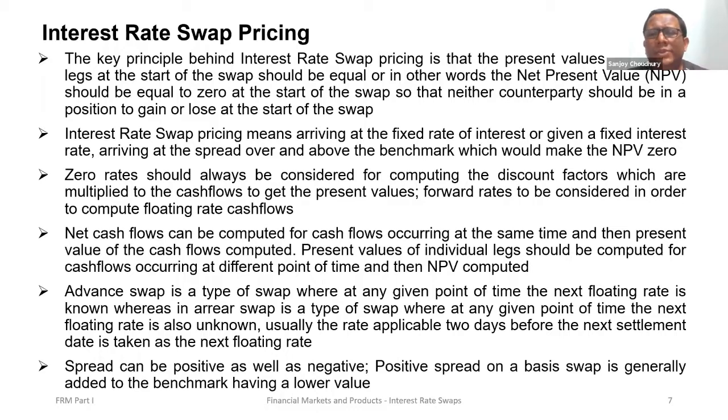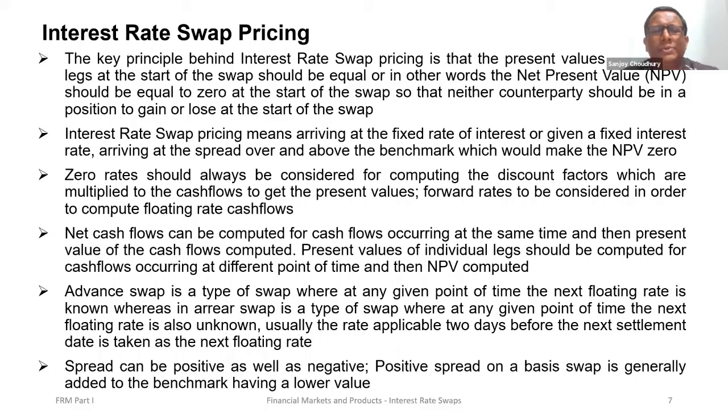And the present value of individual legs should be computed for cash flows occurring at different points of time, and then the NPV computed. So if you have cash flows occurring at the same time, then the net cash flow can be computed, and then the present value can be computed. Whereas if the cash flows are occurring at different points of time, it's better to compute the present value of individual legs and then compute the net present value.